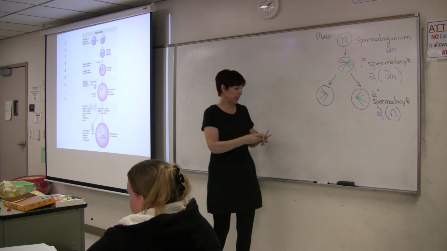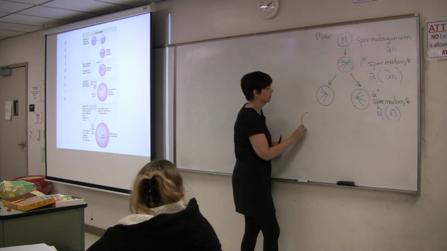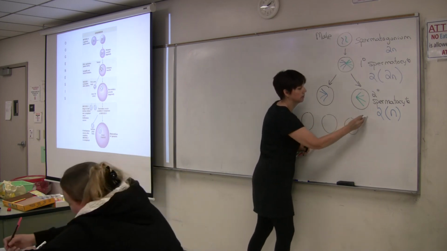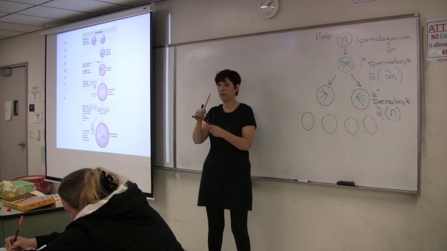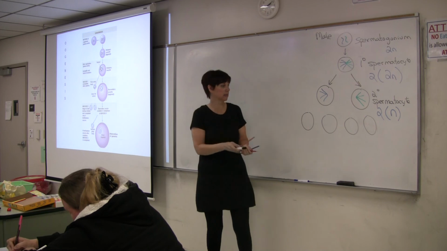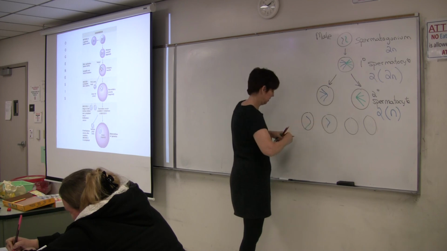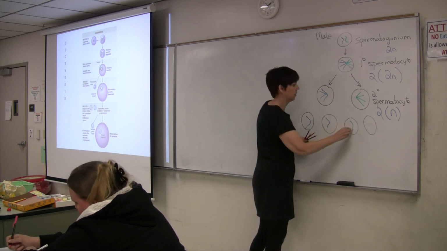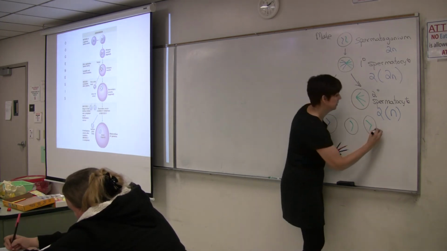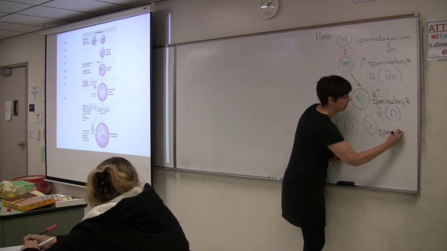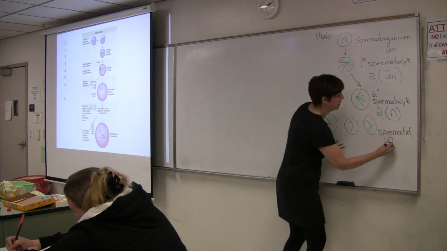Then we have our second meiotic division. And now we have just a single copy, either the X or the Y, but only one copy. So this would be a spermatid. And our chromosomal pattern would be just N.